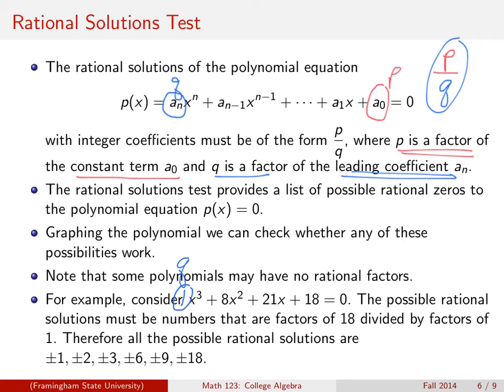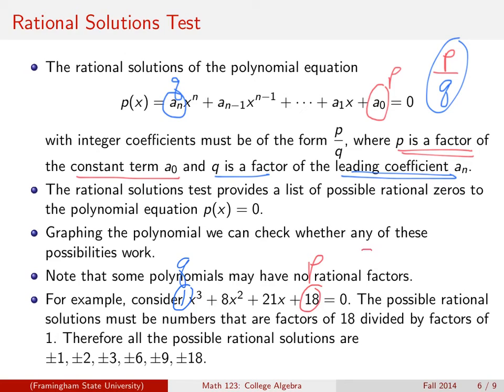And the coefficient of our constant term is 18. So now we're going to look at all of the possible factors of 18. Well, 18 could be a multiple of 1, 2, 3, 6, 9, or 18. So all those factors could be in the numerator. And you can actually write it like this.